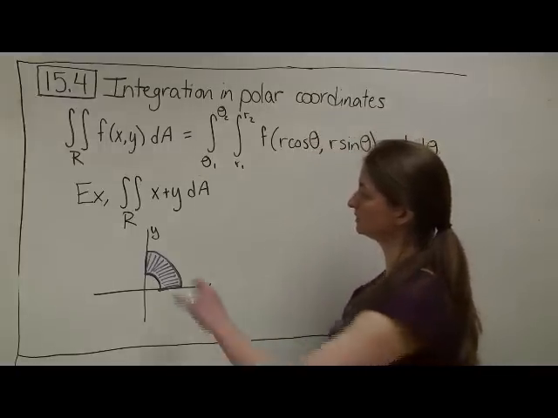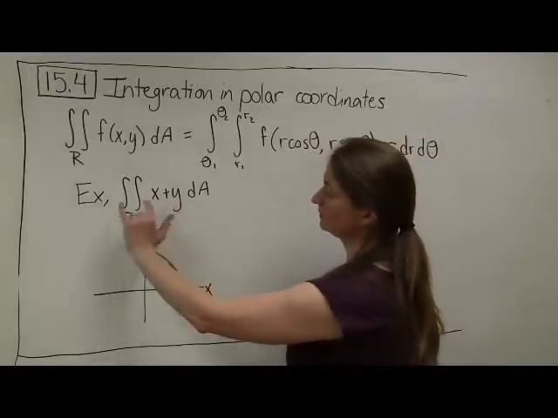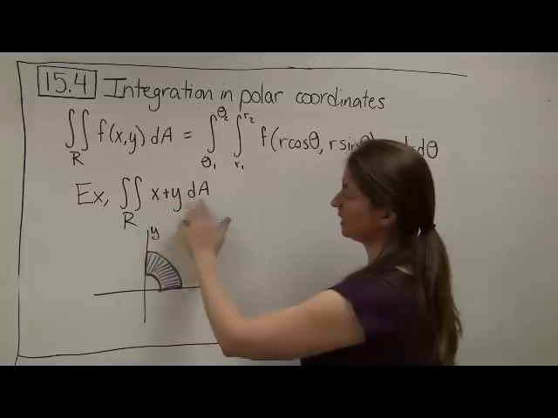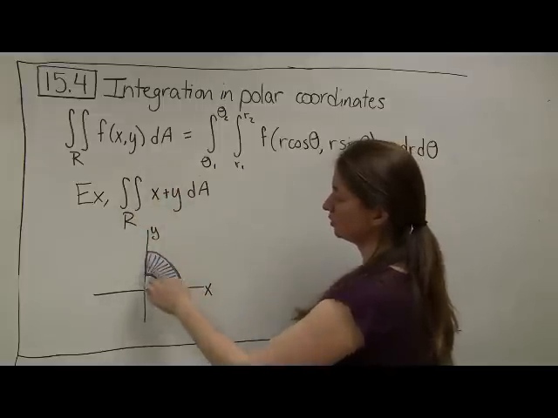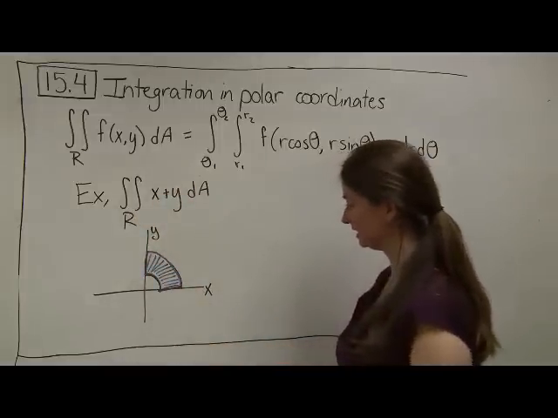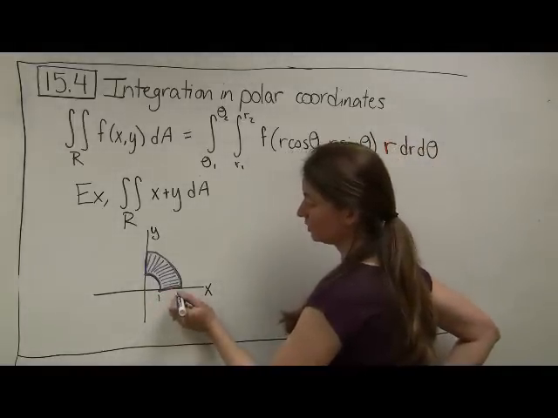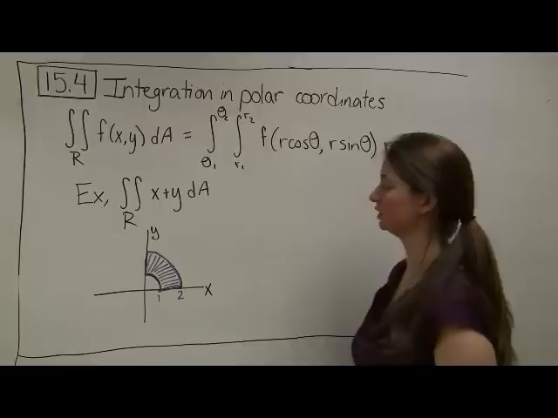So in this example, consider an integration problem. It's a double integral over some region R. My function is x plus y, and I want to integrate this where my region R is given by this crazy shape. This has an inner circle of radius 1 and an outer circle of radius 2.